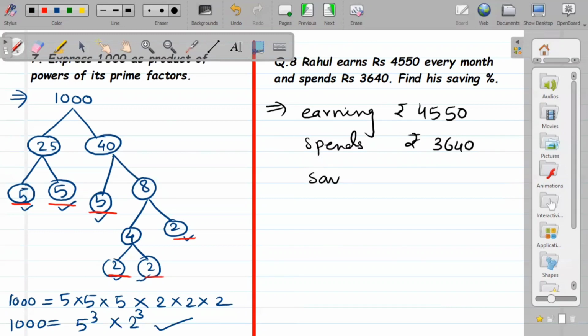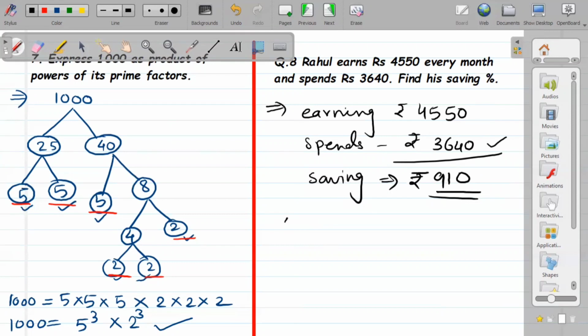Now first we need to find his savings. Out of 4550, he is spending this much money. So whatever is remaining, if we do the subtraction, that much will be his saving. So that is nothing but 910 rupees. This much is saving. This is nothing but the difference of earning and spending.